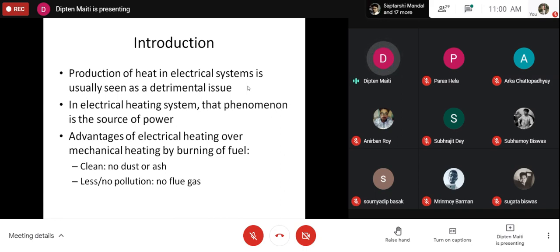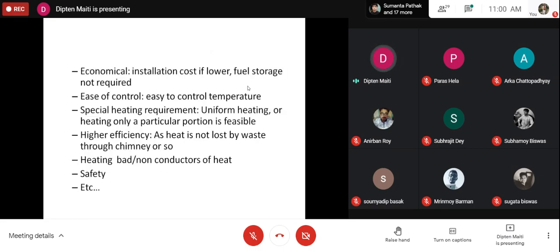Electrical heating has several advantages. We can go through a few points. The advantage is that this is clean, no dust or ash would be generated. If you consider mechanical heating, there would be flue gas, and coal or that sort of fuel would be burned. So there would be dust, ash, or flue gas generated, which is harmful for nature and for our health. Also, you don't require the installation cost, which is much higher for the mechanical system.